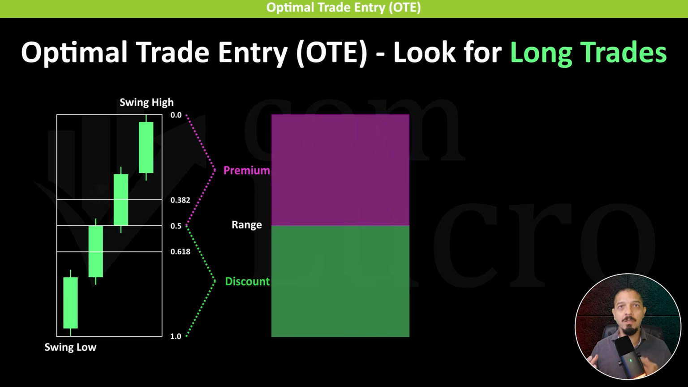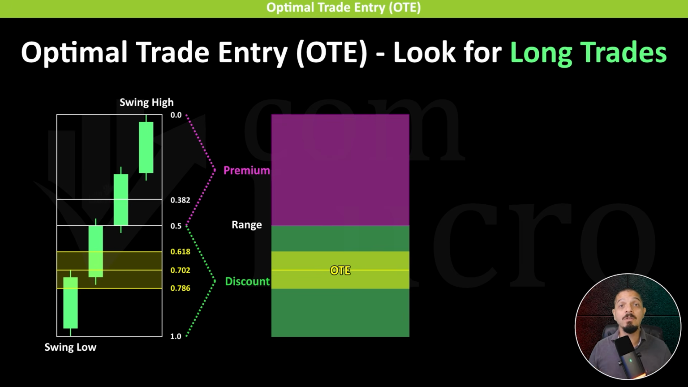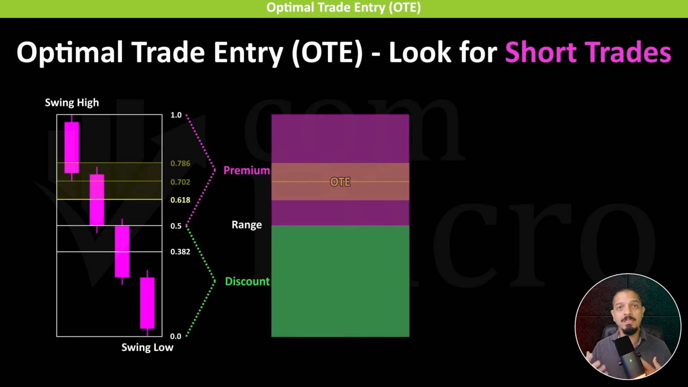In this illustration, you can see an example of an OTE for a long trade. Notice how this zone falls entirely within the discount zone. It is important to observe how price action reacts to all three levels of the OTE, with particular attention to the 0.702 retracement level. In the next illustration, you can see an OTE for a short trade. In this case, the zone falls within the premium zone. The same principle applies here. It's important to observe how price interacts with each of the three levels of the OTE, especially the midpoint retracement level, just as we do when analyzing an OTE for a long trade.